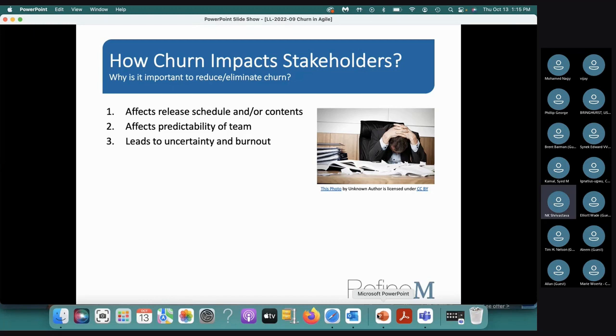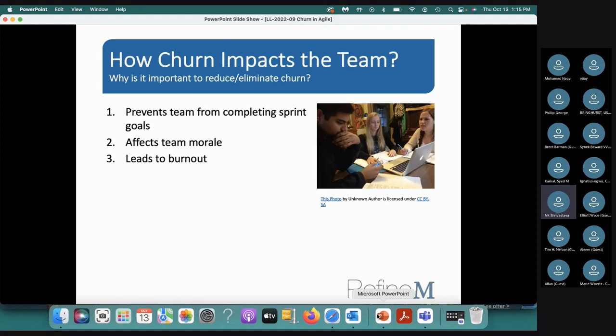It will affect the predictability, because what they plan, they are not able to finish. And it will lead to uncertainty. If there is less predictability, there is more uncertainty. And of course, frustration and burnout for the stakeholders. It does impact the team too, right? Because it prevents them from completing their sprint goals, okay? It affects their morale, which leads to burnout. It happens slowly, the morale and the burnout, but it does happen. So if it is not contained, if it is not managed, then that will result in team morale issues and burnout.